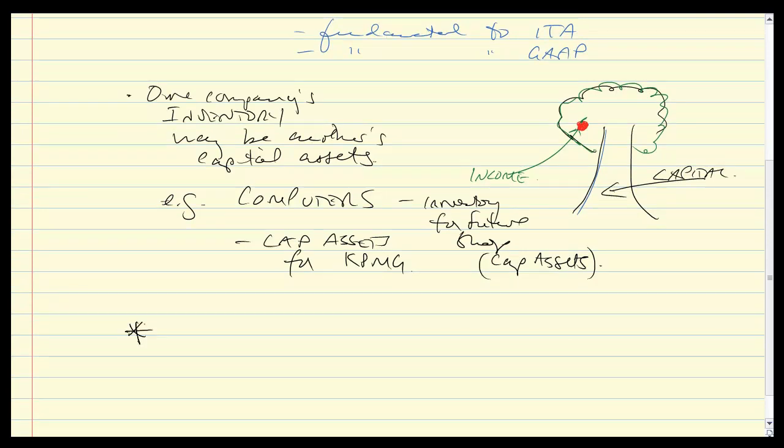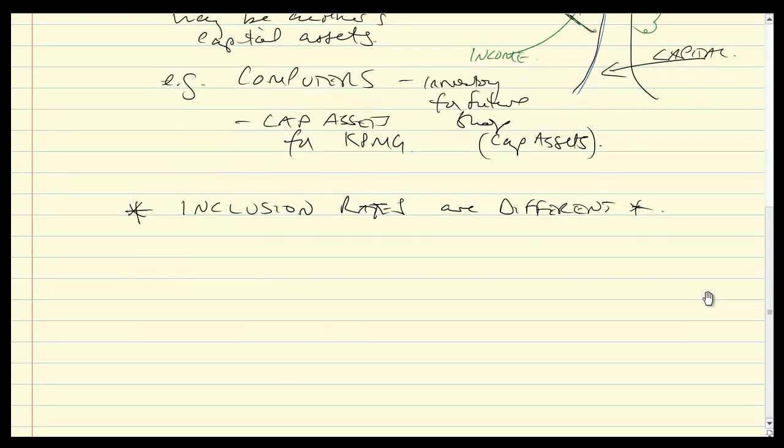As you learned in 201, on the personal level, inclusion rates are different. Meaning we tax 100% of every taxable dollar that you have in income, but we tax 50% of your capital gains. And so it matters a lot how these things are treated, and there have been endless cases of taxpayers trying to say, no, that transaction I did that I made a lot of money on, that was a capital transaction, not an income transaction. And the government, of course, has said, we disagree. So how is this determined? How do we do it in the Income Tax Act?